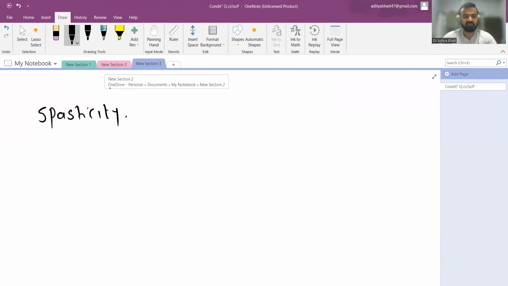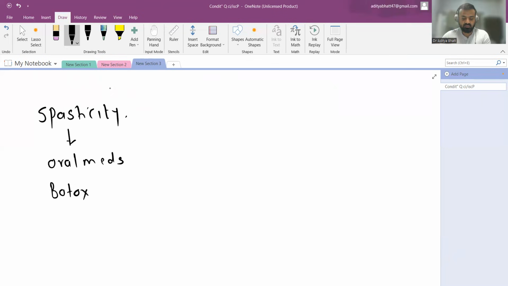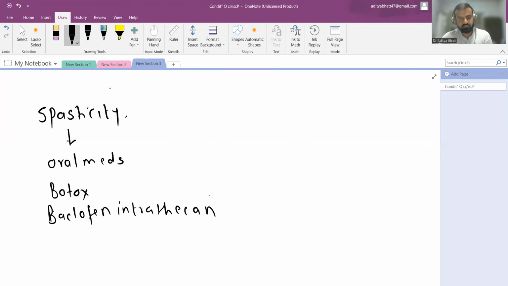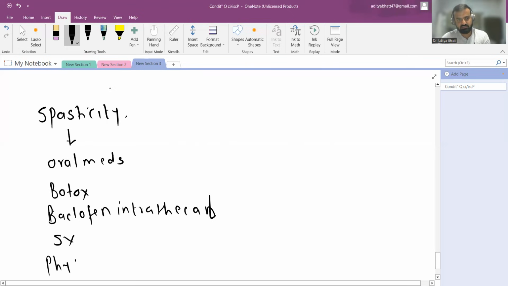So spasticity is important. What is important for spasticity is you give oral meds. You can give botulinum, Botox injection. You can give intrathecal baclofen. You can go for surgery and you can go for physiotherapy. So this prevents spasticity or it treats spasticity.